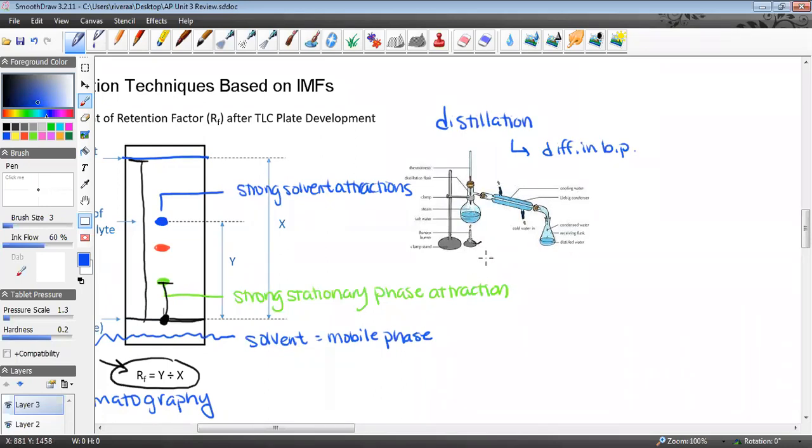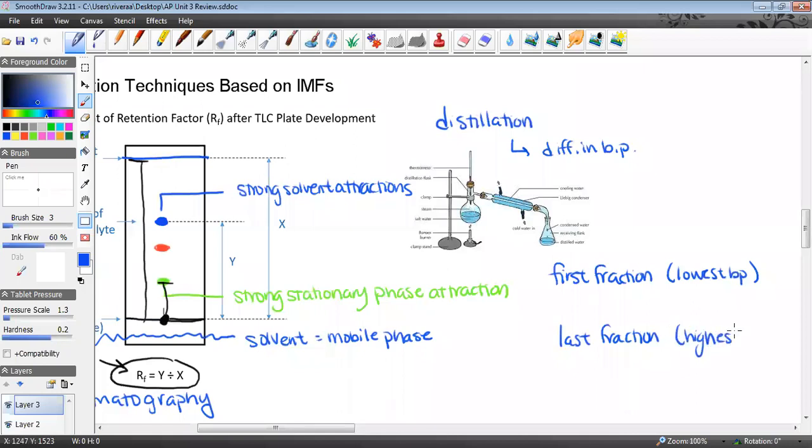Something that's very volatile will boil off first. So the first thing to boil off, we call these fractional distillations. So the first fraction is going to be the thing with the lowest boiling point. And then the last fraction is going to be the thing with the highest boiling point.